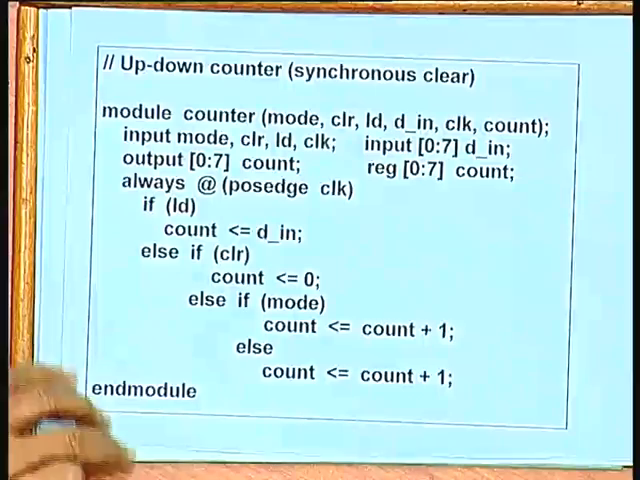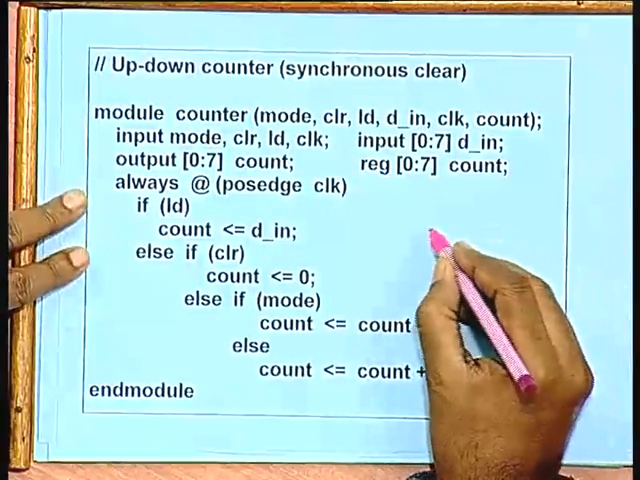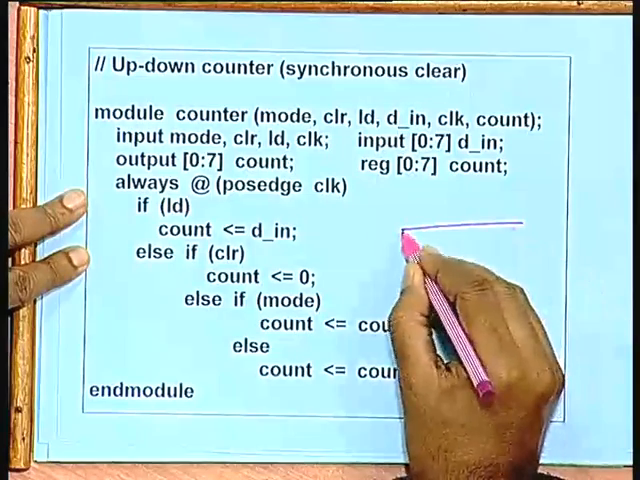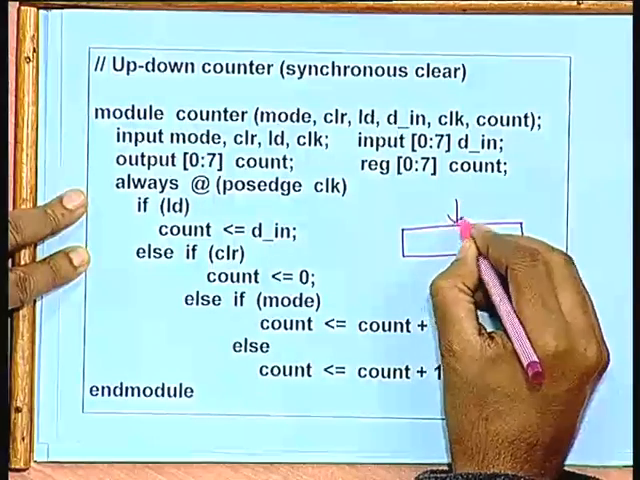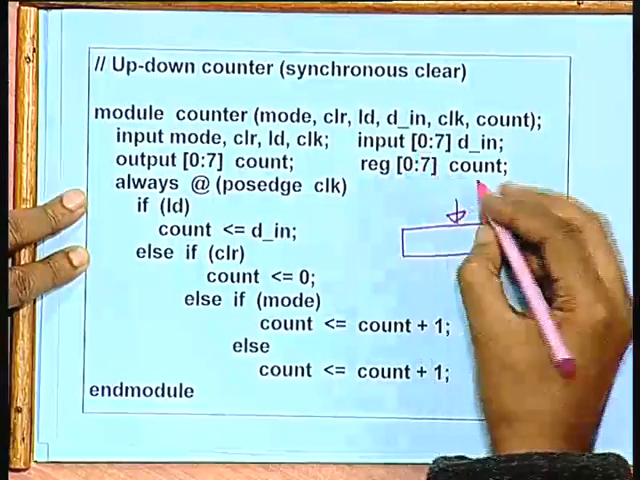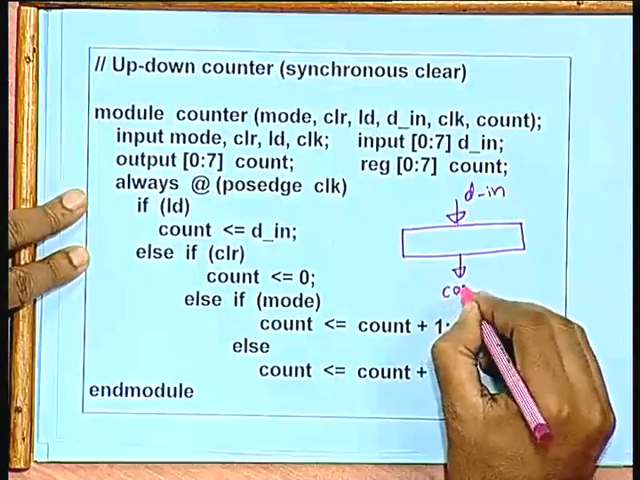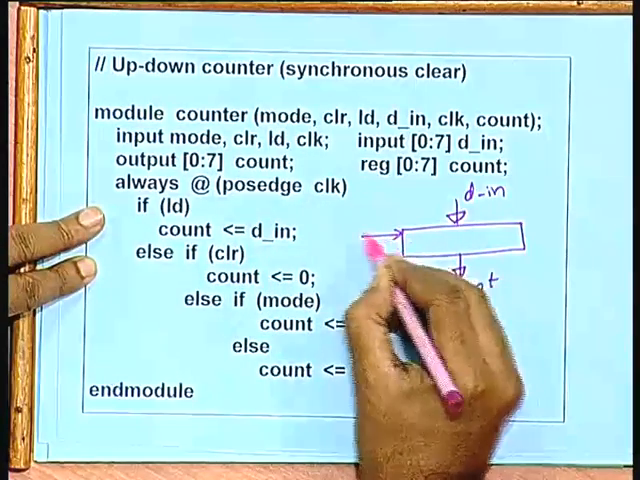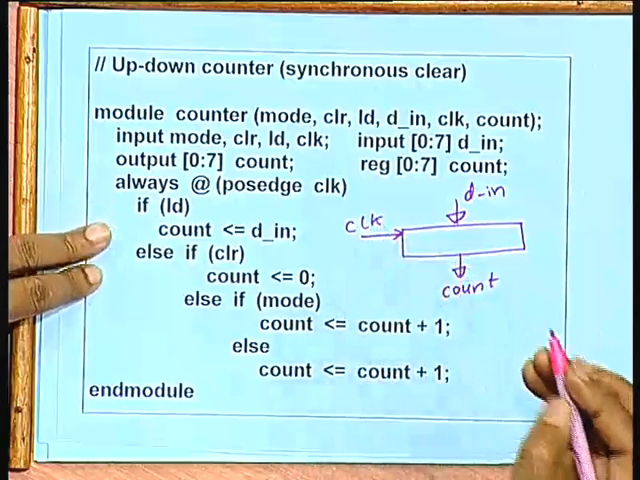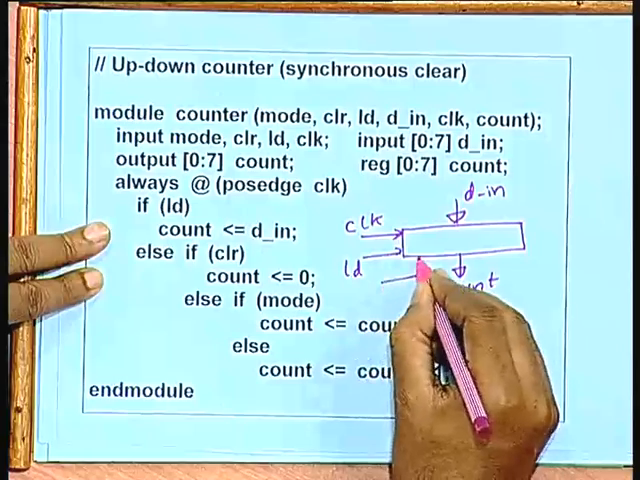Okay, so now let us look at some of the examples. This is an example of an up-down counter with synchronous clear. Here we are modeling a counter. This is an 8-bit counter with data in, which is given by D in. The output value we are calling count. Now, in addition we have several other controls. We have a clock, a load control, and a control mode.